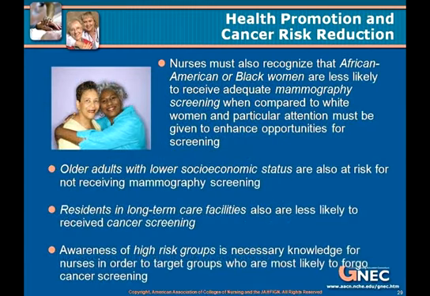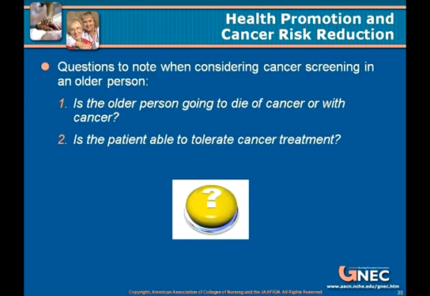So are there certain segments of the population that are more vulnerable to not having access to screening or not participating with the screening? There are disparities in screening in the United States. I think that research and various groups are making strides in delivering care to everyone. However, I think the battle goes on to make sure that there are adequate services in all aspects of all communities. There are 2 questions to note when considering cancer screening in the older person. 1, is this older person going to die of the cancer or with the cancer? And 2, can this patient tolerate cancer chemotherapy?